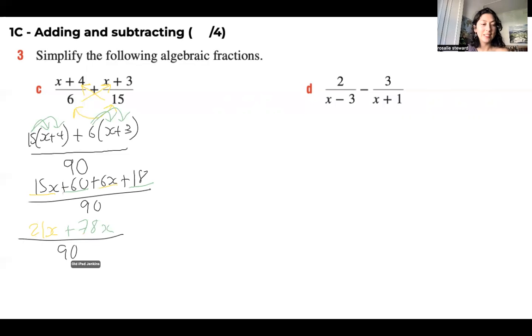Okay, so we have a suspicion that this can probably simplify down a little bit more. If you don't know your 3 times tables, or the trick for dividing by 3, then you just have to work it out on a calculator and do some trial and error. But I know that all of these terms are divisible by 3. So I'm going to take it out like this, 7x plus 26.